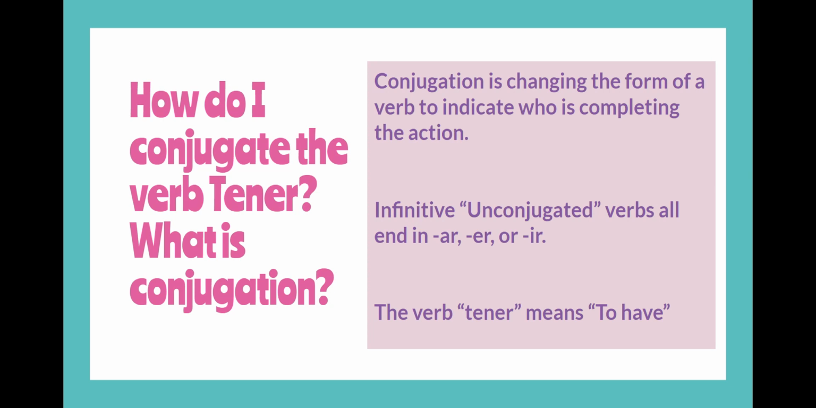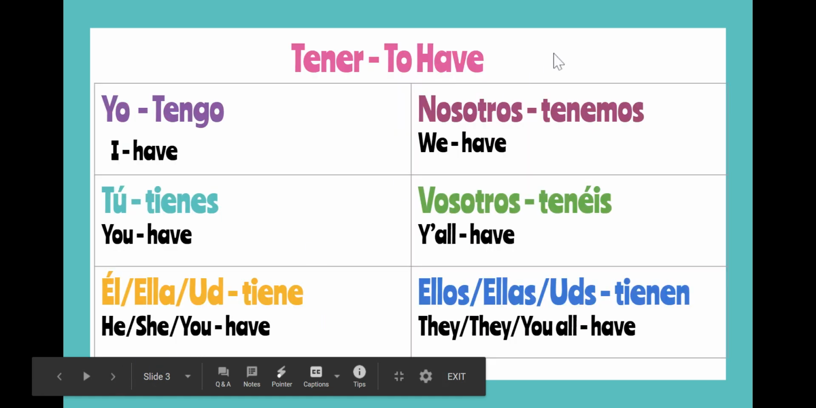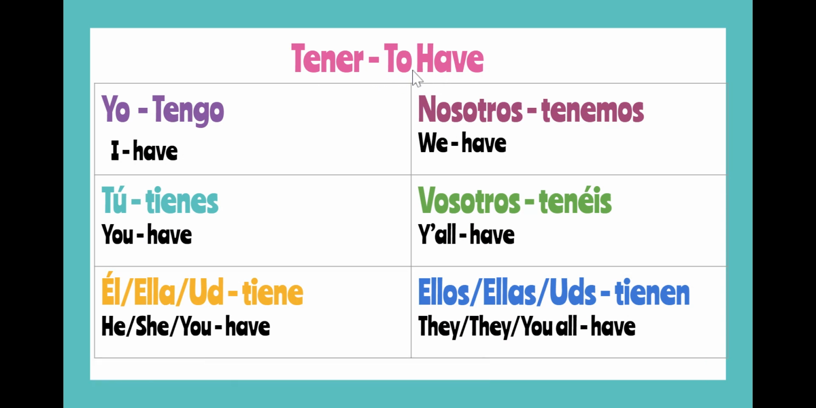The verb tener means to have, and we can see that it's infinitive because it ends in an ER. So this is the part of the verb that we're really going to change its form of. So for tener, we have all these different forms. How do we say our different forms of our verb?